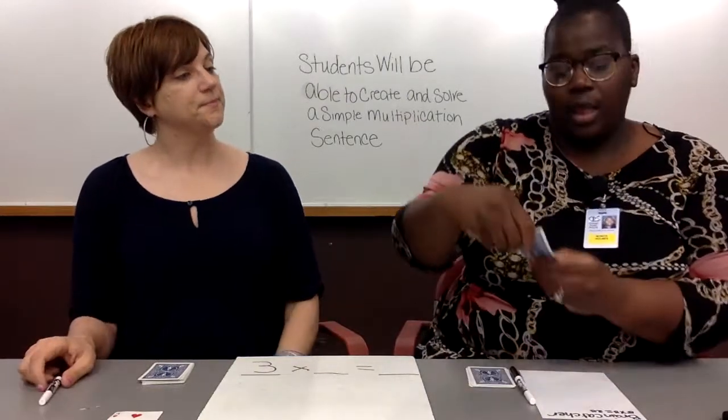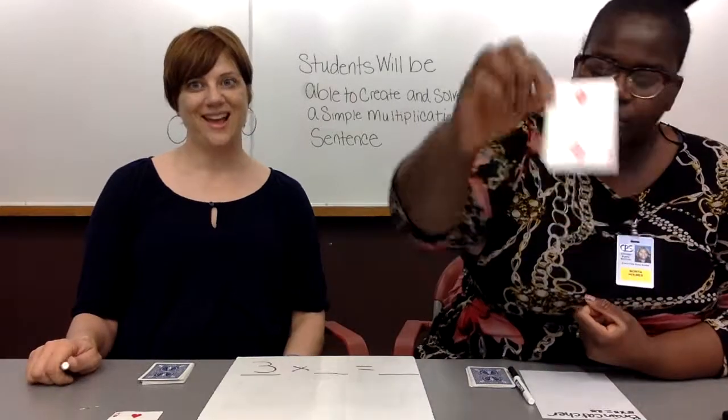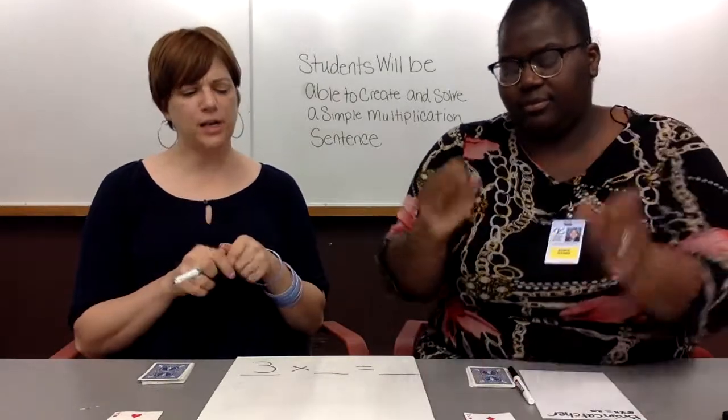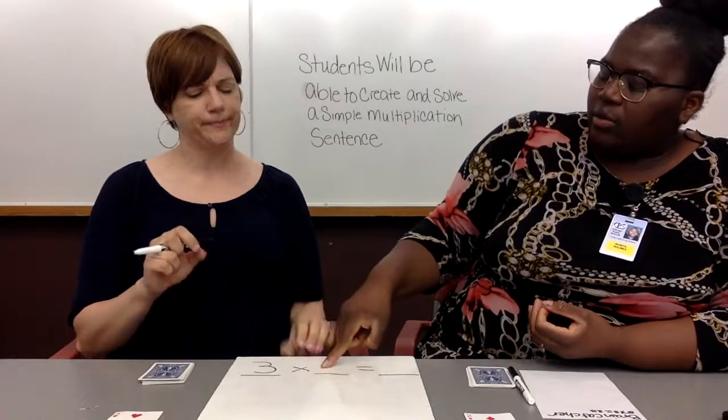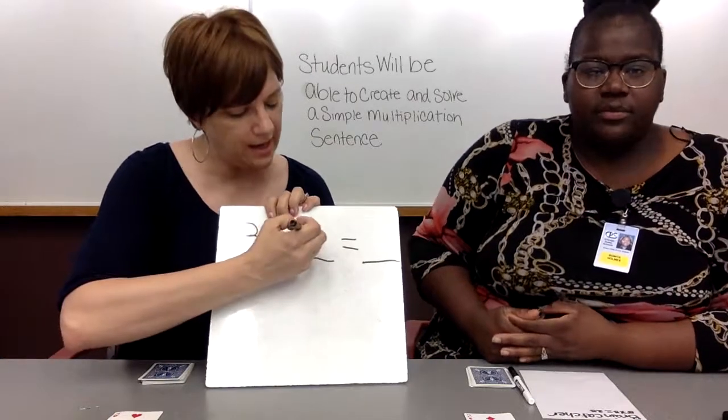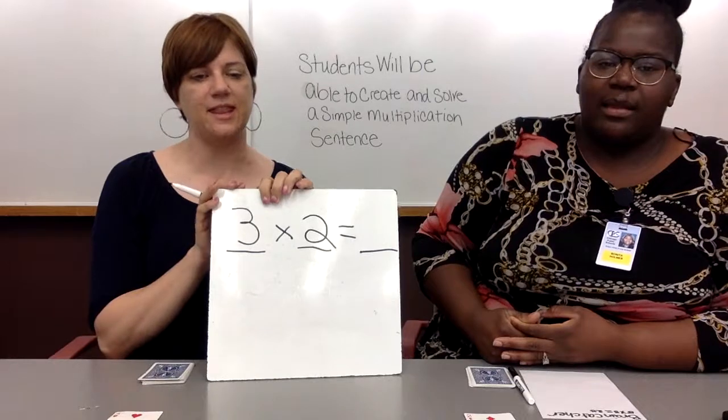Now it's your turn, Miss Holmes. Okay, let's see what I get. I got a number 2. Yay! Where should I write that number, Miss Holmes? You're going to write it right here after the multiplication sign. And I write that 2 right there.